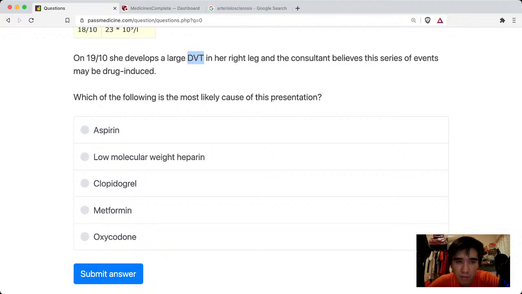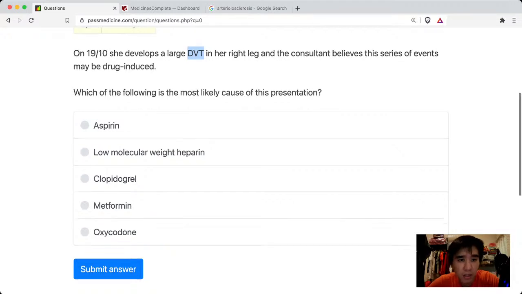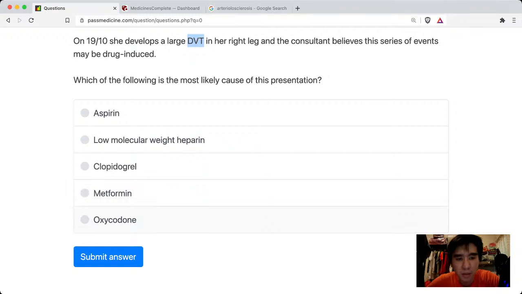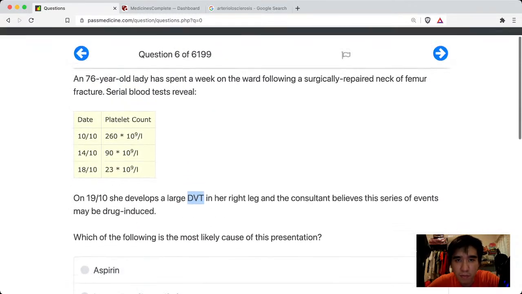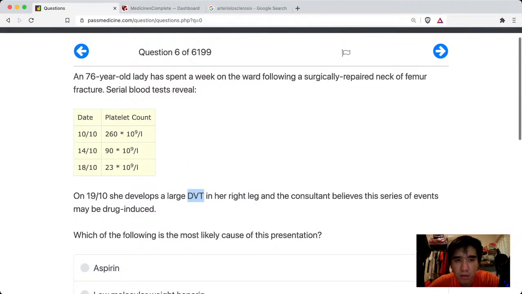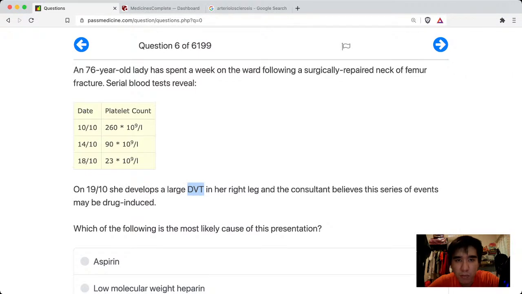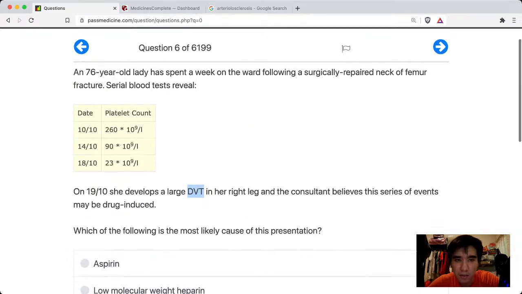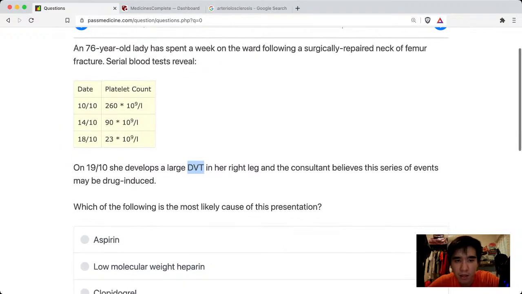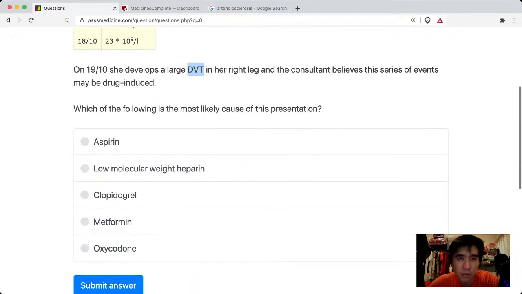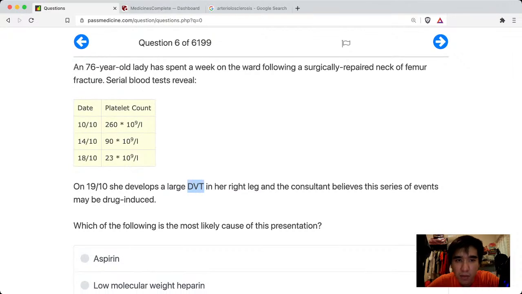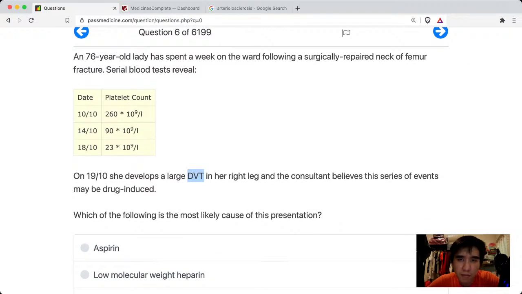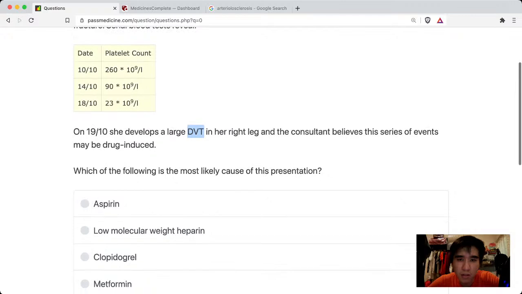What drug could induce DVT? Metformin or oxycodone. Oxycodone is usually used for pain relief. It's an opioid. It's stronger than morphine if I'm not mistaken, and has a higher risk of constipation compared to morphine, but lower risk of nausea and vomiting. Would it cause increased clotting?